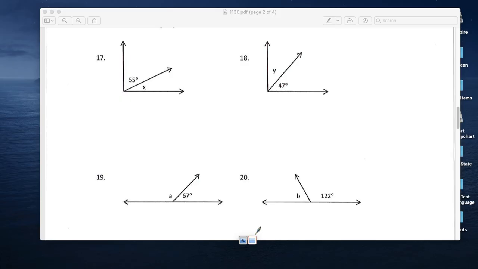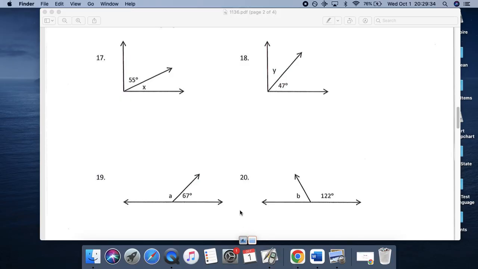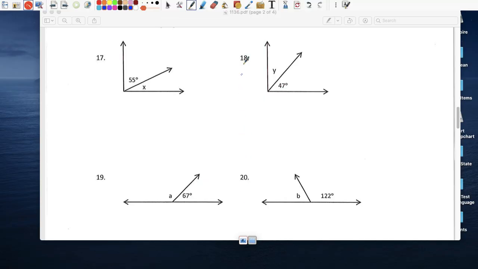Hopefully you remember this from last year, the year before. This is a 90-degree angle, right? I cut the 90-degree angle into two parts. One is 55 and the other one would be 90 minus 55, right? Which makes x 35. And if I add 55 plus 35, do I get 90?